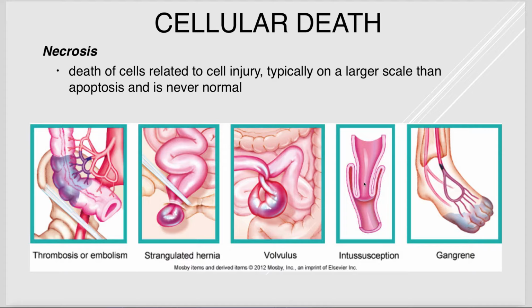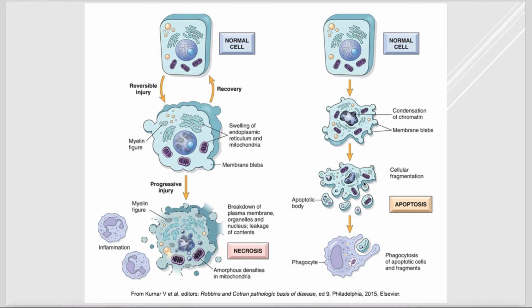Now, necrosis typically happens on a larger scale than apoptosis, and it's not normal, and it often occurs due to a lack of blood flow. So this is just showing some of the changes associated with necrosis and apoptosis.